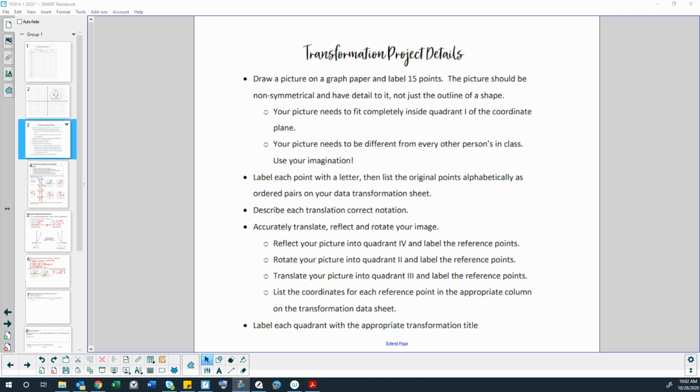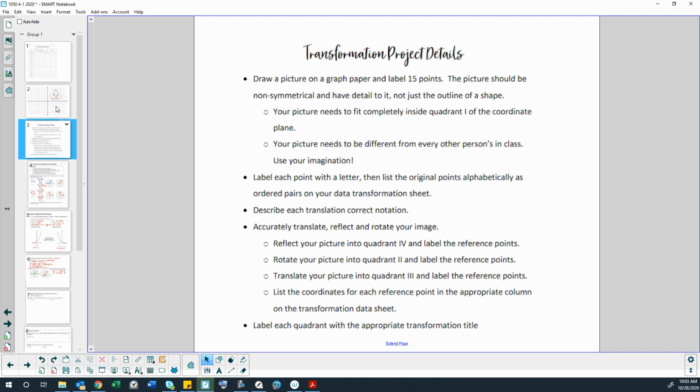Accurately translate, reflect, and rotate your image. Reflect your picture into quadrant 4 and label the reference points. Rotate your picture into quadrant 2 and label the reference points. Translate your picture into quadrant 3 and label the reference points. List the coordinates for each reference point in the appropriate column on the transformation data sheet. Label each quadrant with the appropriate transformation title.